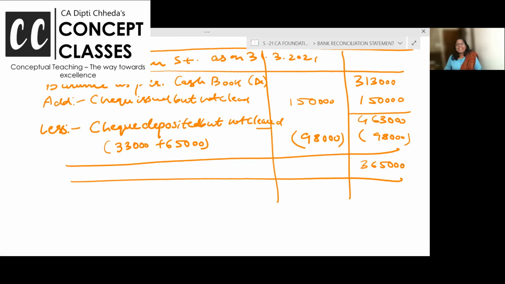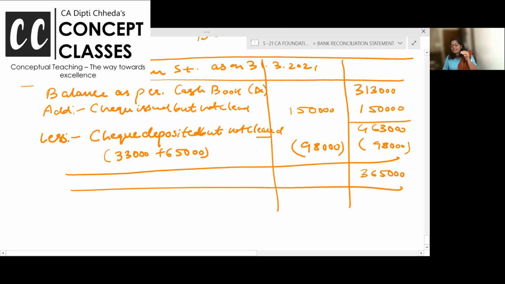3,65,000. Now is it tallying? In my book, March closing balance is 330. But in the bank passbook, the opening is 365. Now is it tallying? Balance as per passbook. Just look at these. These are so simple problems.